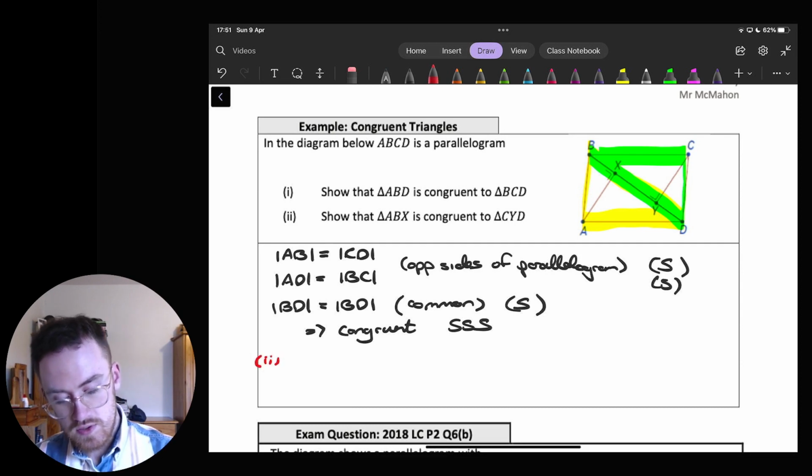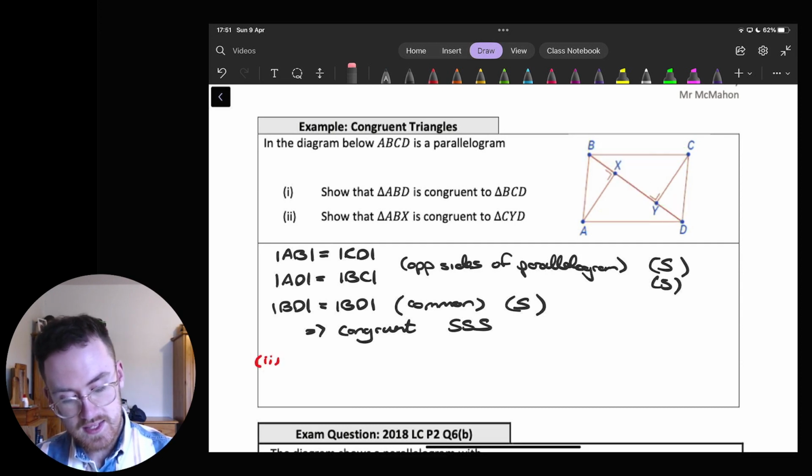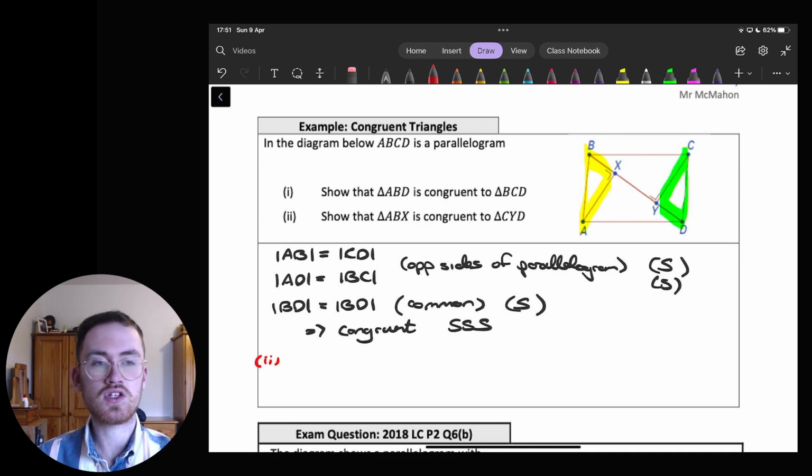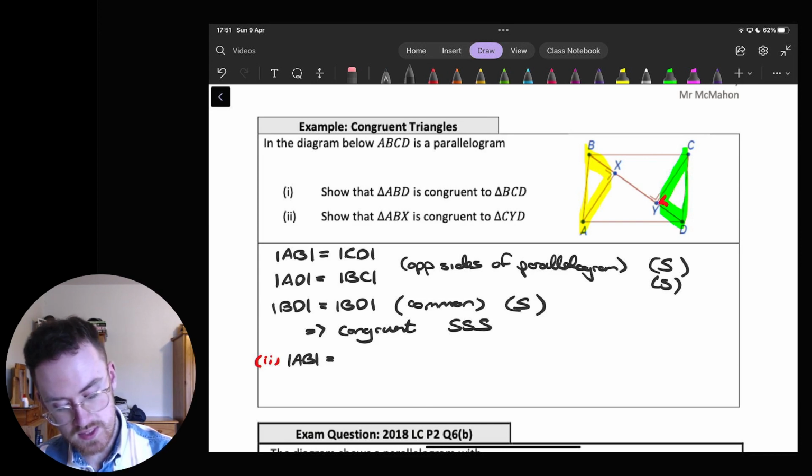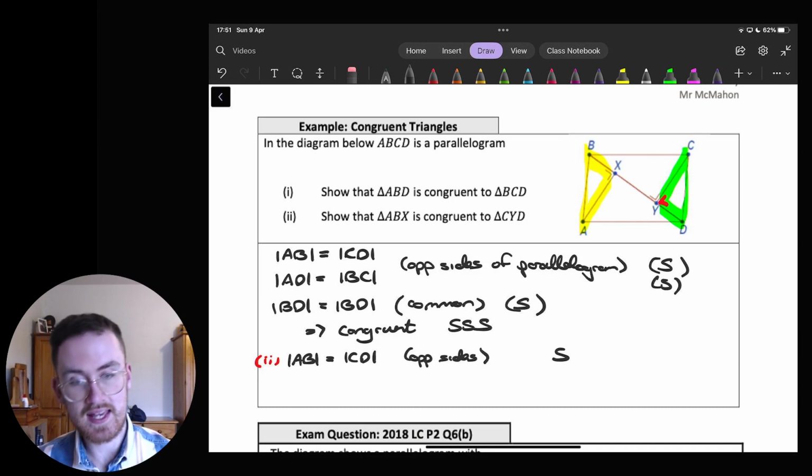Looking at part 2 then, we want to show this time that this smaller triangle ABX is congruent to CYD, this one here. And we have a few different ways to go with this one. First of all, we could say that AB is equal to CD, and again, that's from before. They're opposite sides of my parallelogram, so that's going to give me one side anyway.